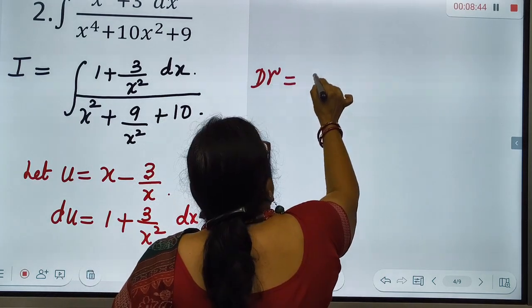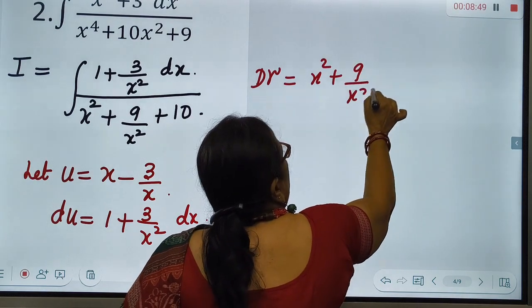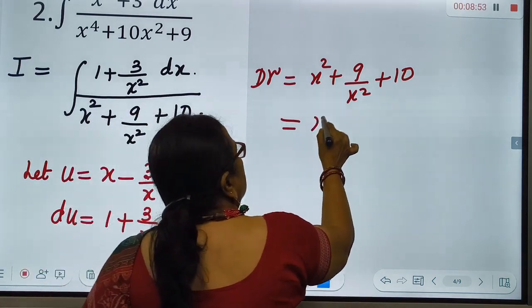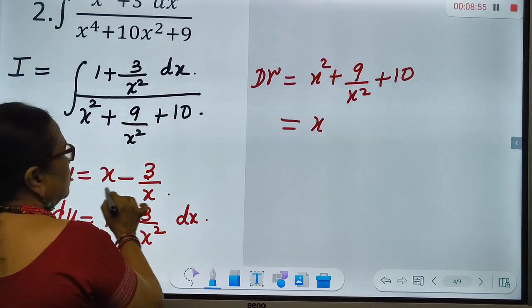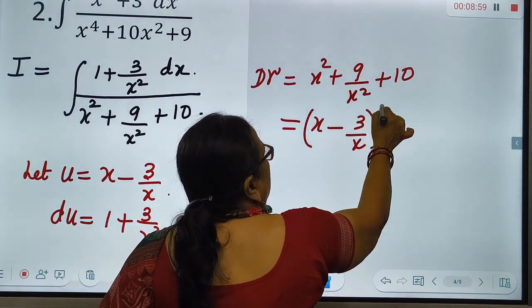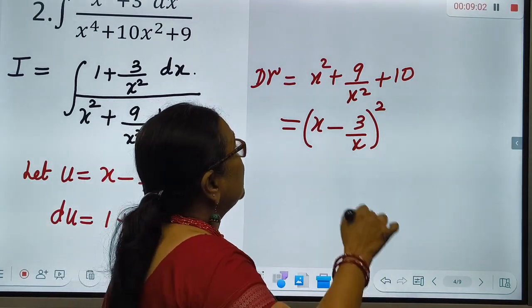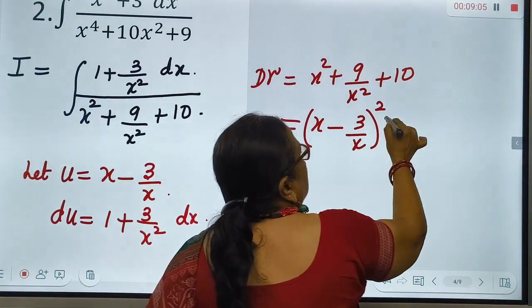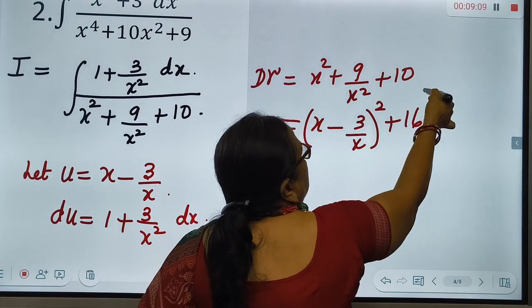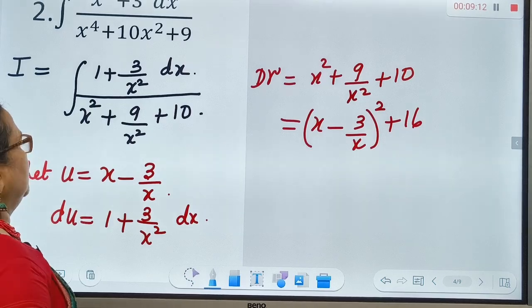Denominator is what? x square plus 9 by x square plus 10. This can be further written in terms of u. So x minus 3 by x, the whole square. What is this? x square plus 9 by x square minus 6. So I have to add 6, which will give me 16. This includes minus 6, so I am adding 6. Already there is 10, so 10 plus 6 is 16.